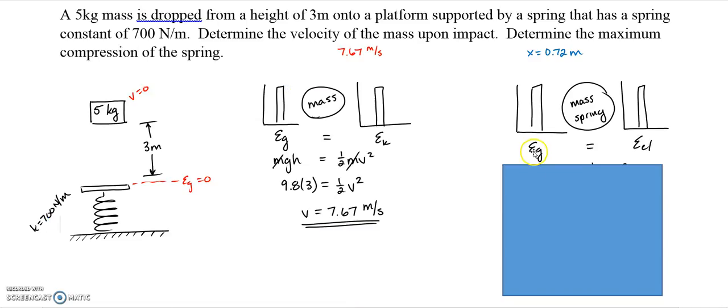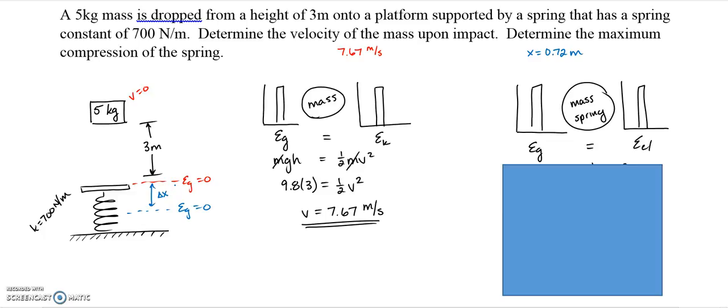At this point, you again have to choose your zero line. Now, since it's going to compress, I chose a different zero line. I didn't choose here. I chose here. I chose there to be my zero line. Because it's going to compress so far, I don't know what this distance is, so I'm going to call this distance delta x. That's my compression. So that's my x.